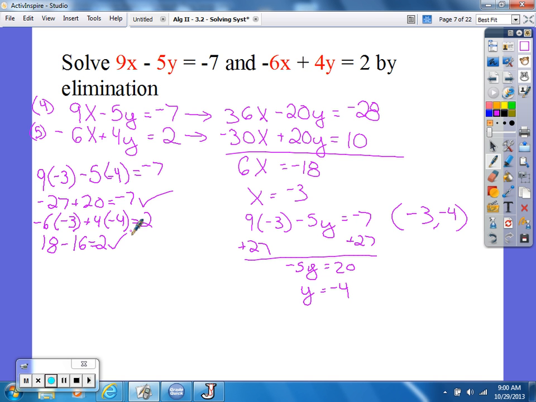Alright, so I'm going to pull out a clean sheet of just regular paper. If you have run out of regular paper, I've got it over here in the corner. Grab yourself a small stack.